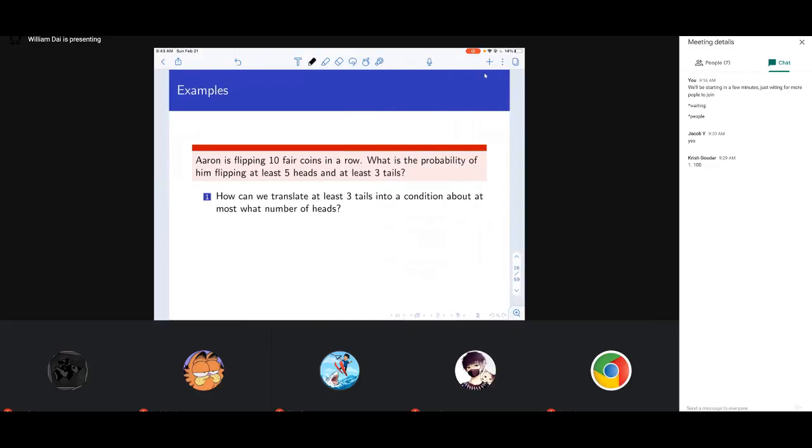So Aaron's flipping 10 fair coins in a row. What's the probability of him flipping at least 5 heads and at least 3 tails? Our first step is to do some algebra to actually understand these conditions. Say there are h heads, then we have 10 minus h tails. So 10 minus h is at least 3 and h is at least 5. This is equivalent to h being at most 7.